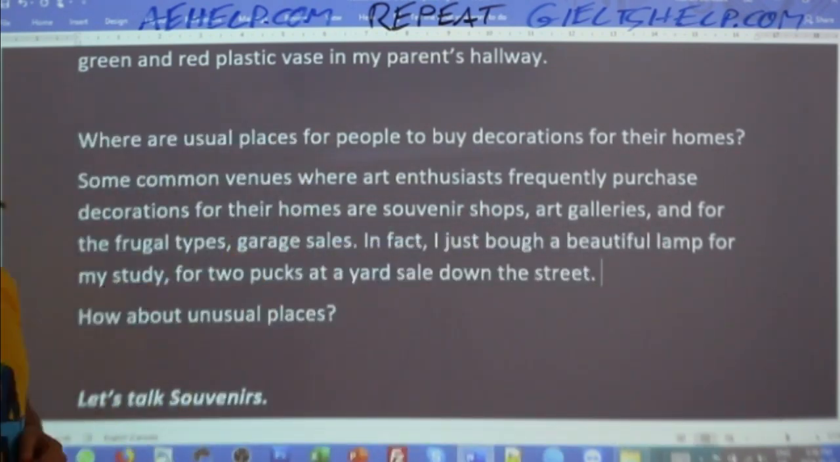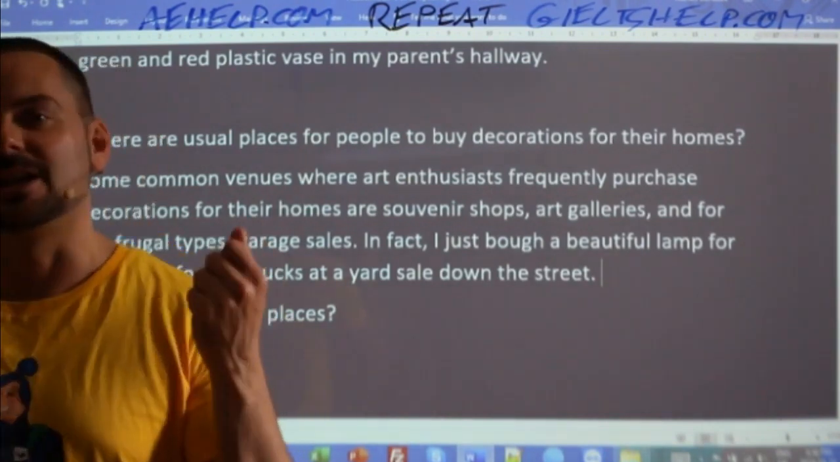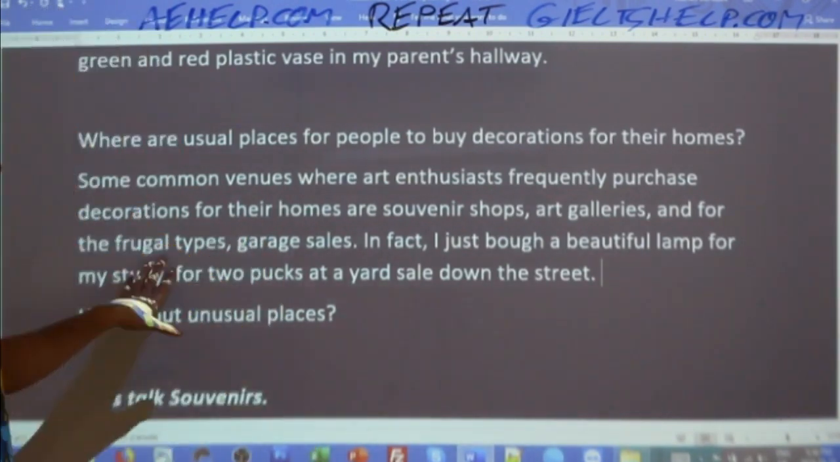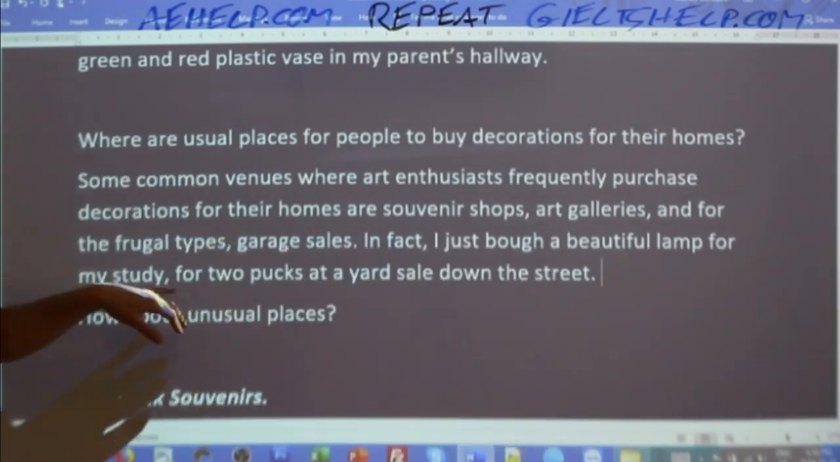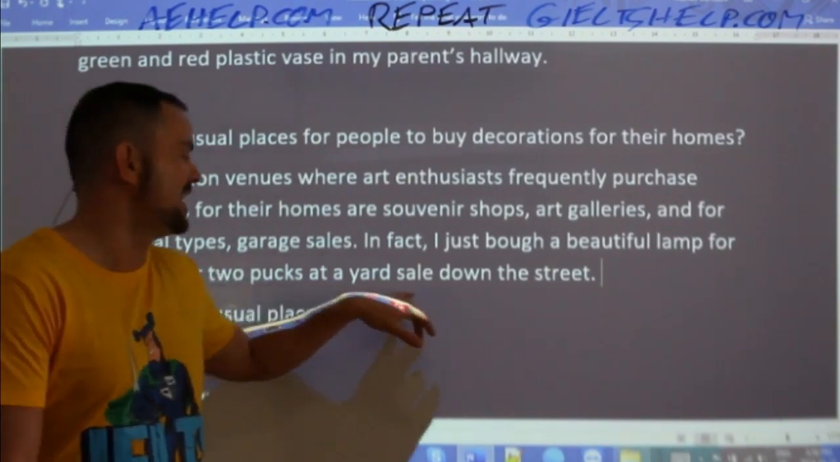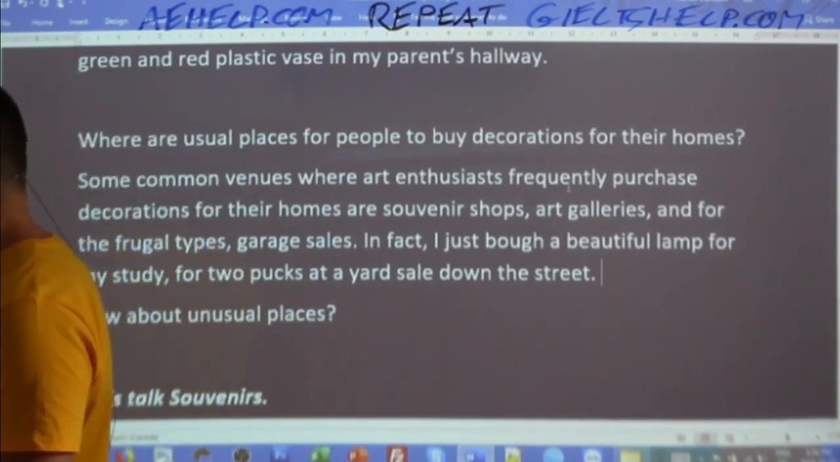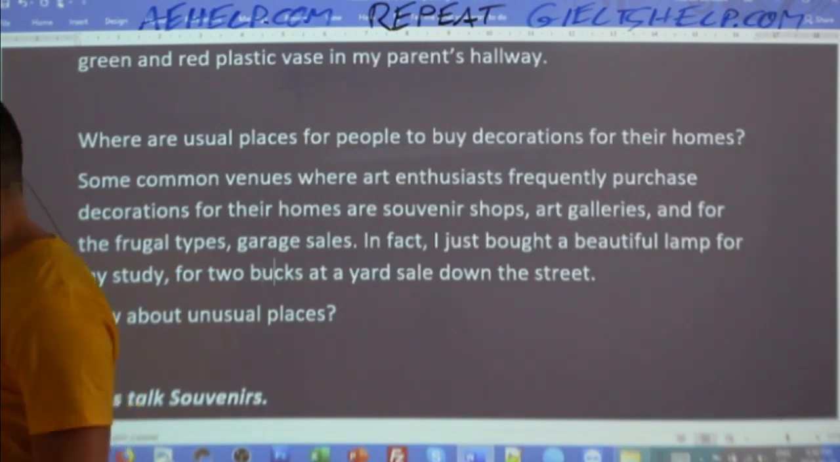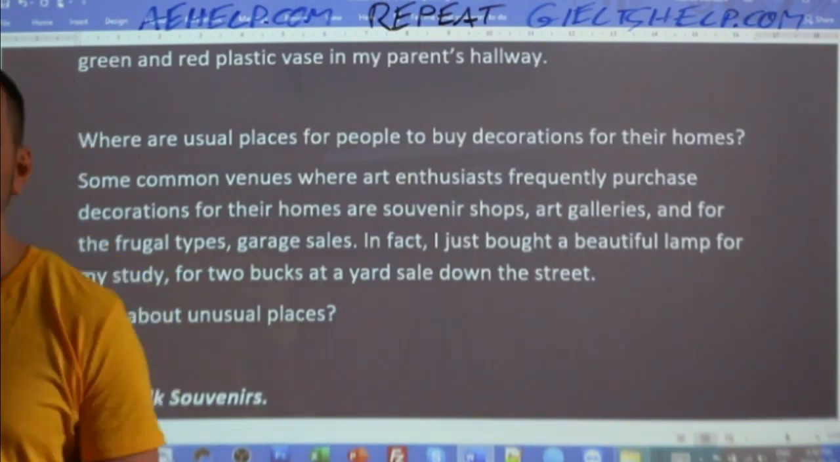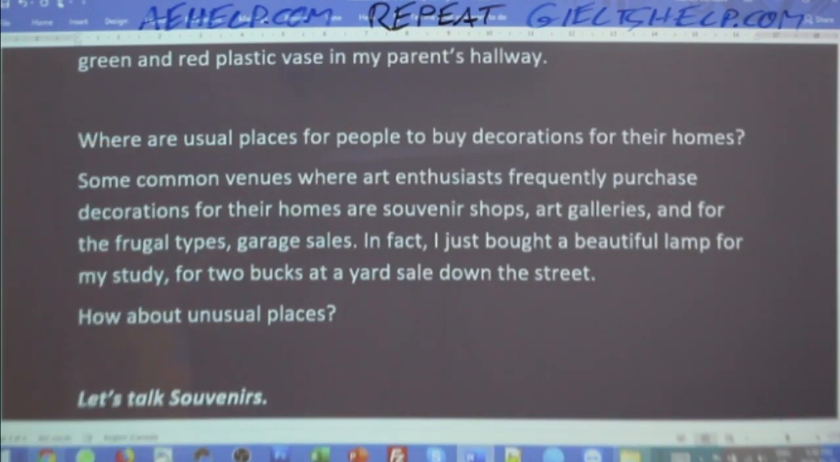frugal types, which means people who like to save money, okay? Frugal types, garage sales. In fact, I just bought a beautiful lamp for my study for $2 at a yard sale down the street. Not bow, that's different. That's the front of a boat. Bought, not pucks, because that's what we play hockey with, but bucks with a B. All right. So that again is your Band 9 answer, giving a couple different reasons.